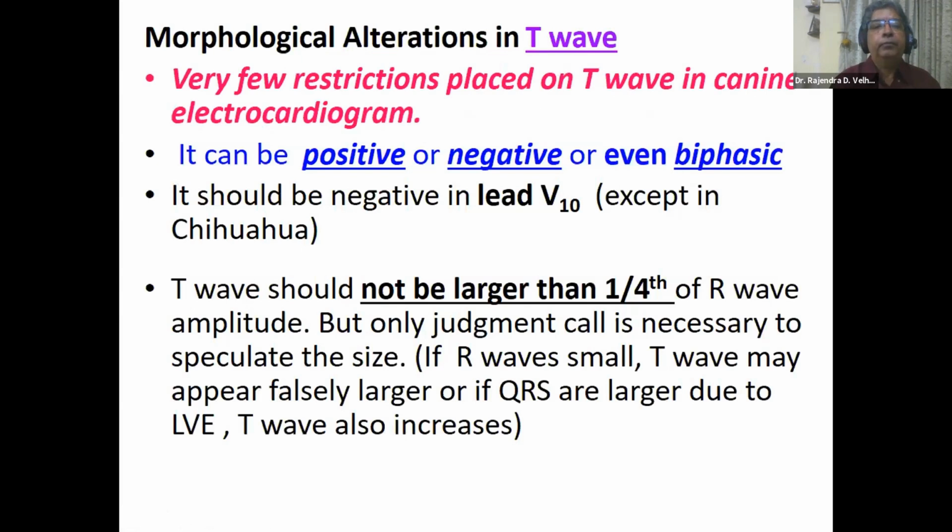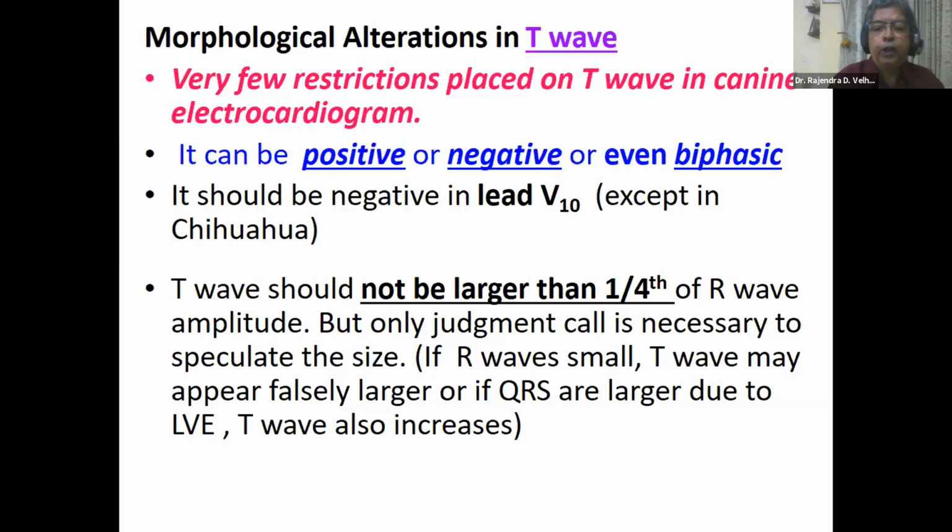Now we come to the morphological alterations in the T wave. Very few restrictions are placed, as we already discussed, on the T wave in canine ECG. The T wave can be positive, negative, or even biphasic. And it should be negative in lead V10. V10 is an exploring lead; we'll see what it is in the course of our discussion. It should be negative in lead V10 in all breeds of dogs except Chihuahua, in which it is normally positive.